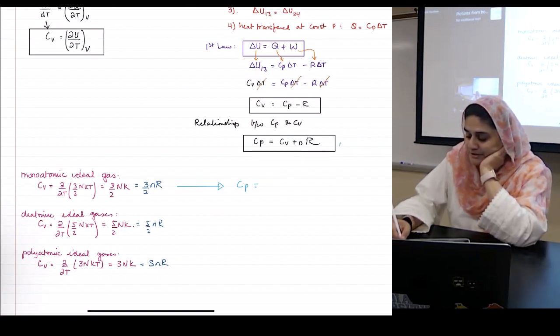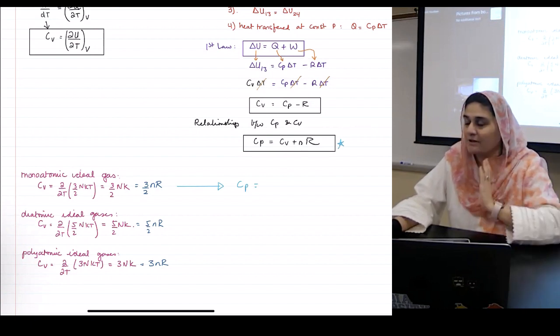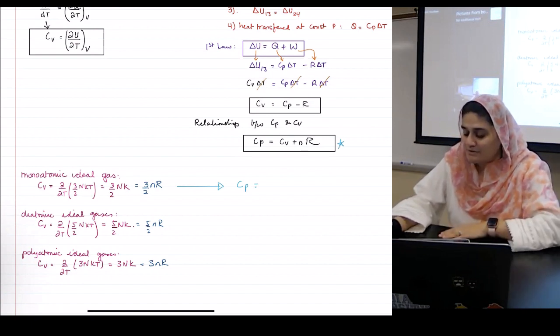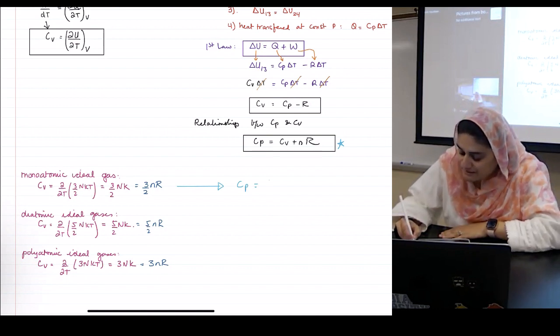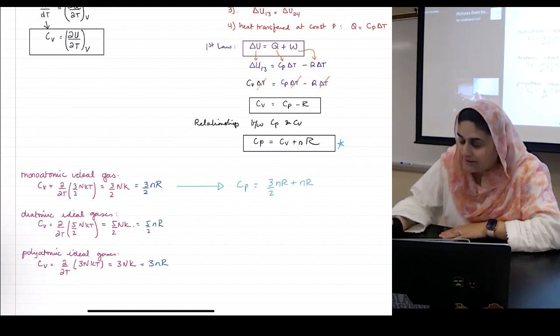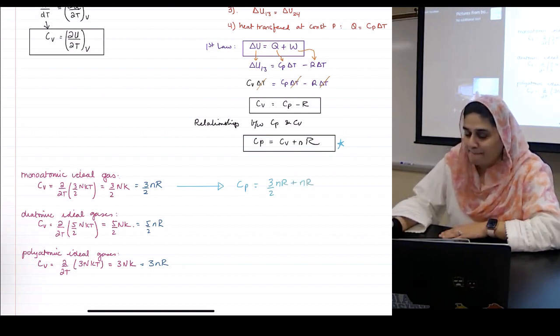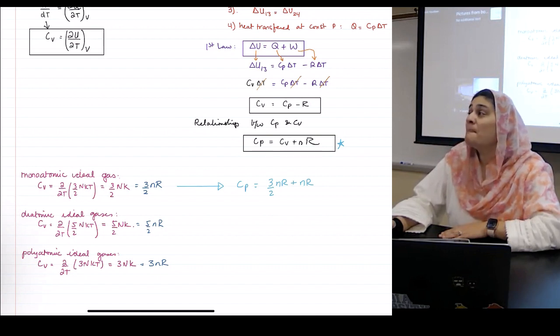We have that equation. I'm going to call it the star equation. How do you think we should do that? We take the value of CV and we add NR to it. What do we get? 3/2 NR plus NR. There we go.